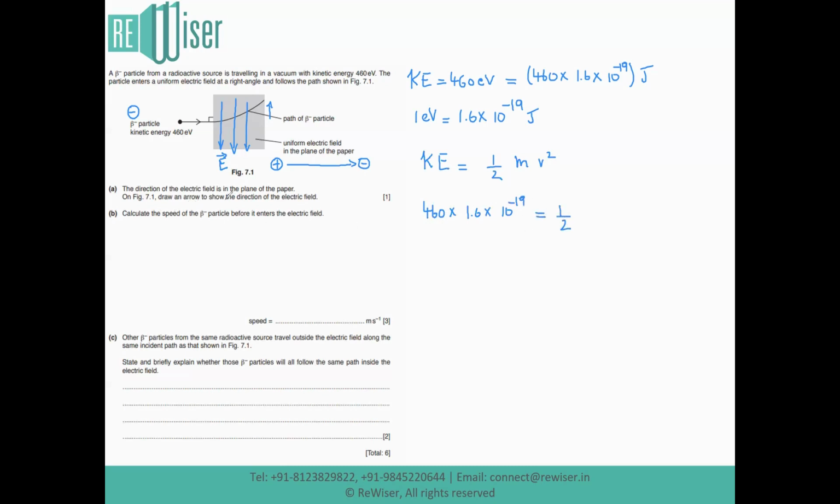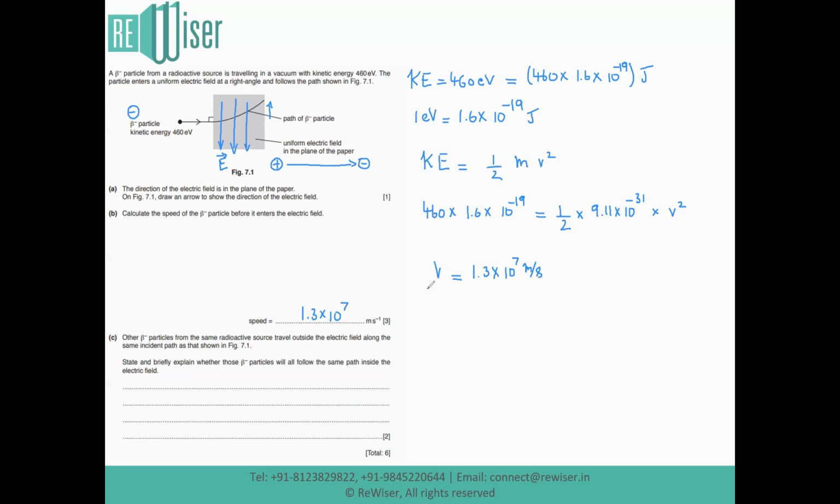A beta particle by composition is nothing but an electron and an antineutrino. An antineutrino is of zero mass and hence irrelevant to our question. The mass of an electron can be taken from the data booklet as 9.11 × 10^-31 kilogram, times v squared, which is the unknown we need to find here. Substituting, simplifying, and rearranging, we get the value of v to be approximately 1.3 × 10^7 meter per second.